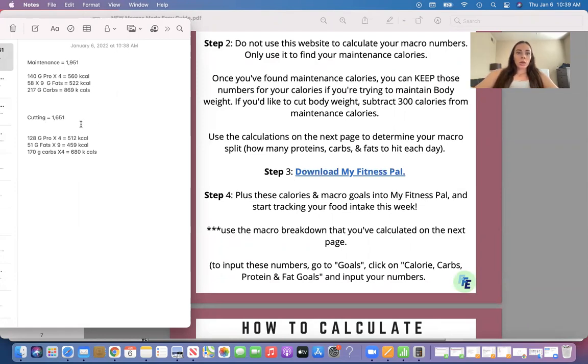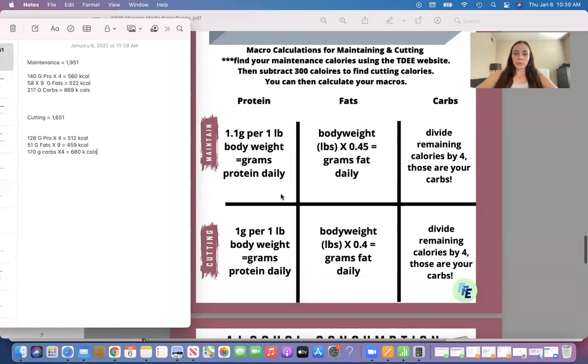So guys, that's how you do it, right? We just got to figure out if we're at maintenance, if we're at cutting, and then we figure out our protein grams first, our fat grams second, and then we take the remaining calories for carbs and we divide that by 4 to get the grams of carbs, okay?